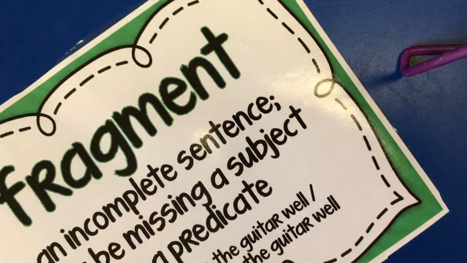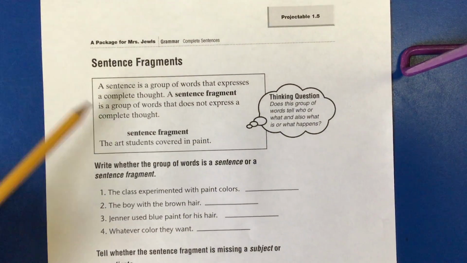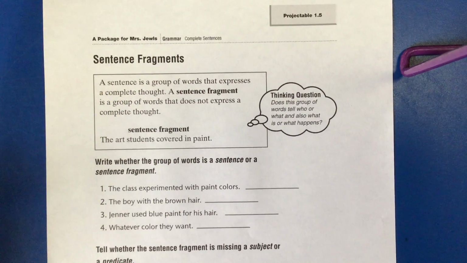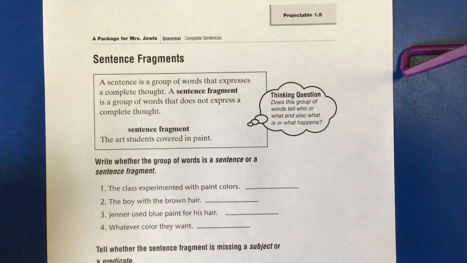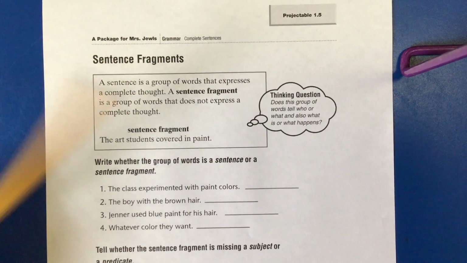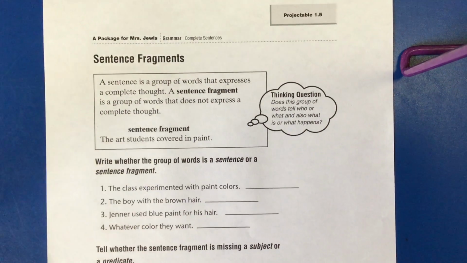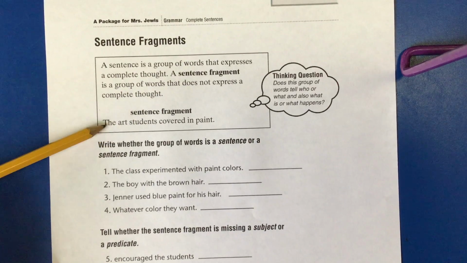So let's go over our example, and also remember that this poster will always be underneath the timer if you need it. So let's go on. We have a sentence fragment. A sentence is a group of words that express a complete thought. A sentence fragment is a group of words that doesn't express a complete thought. So it's missing pieces to a sentence. So this is an example.